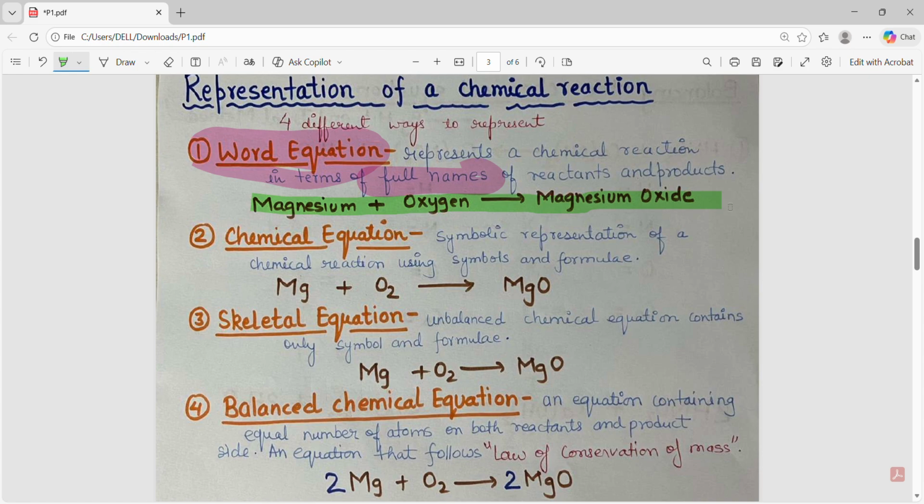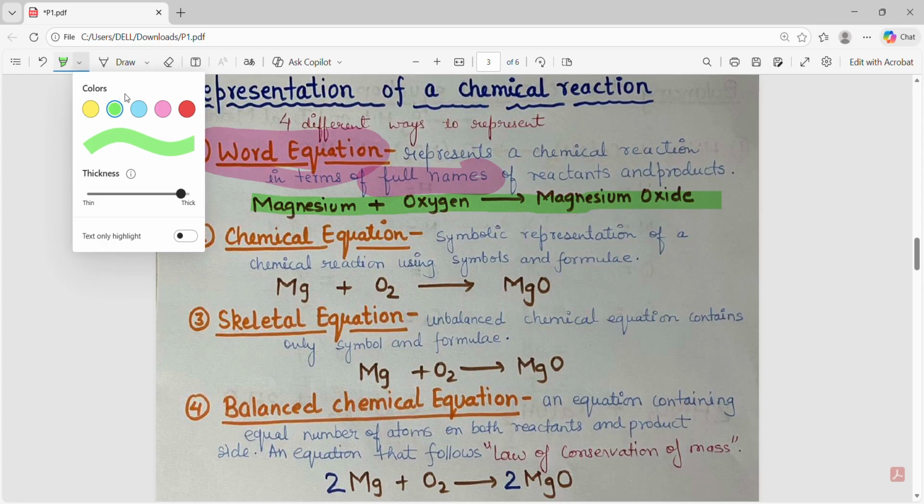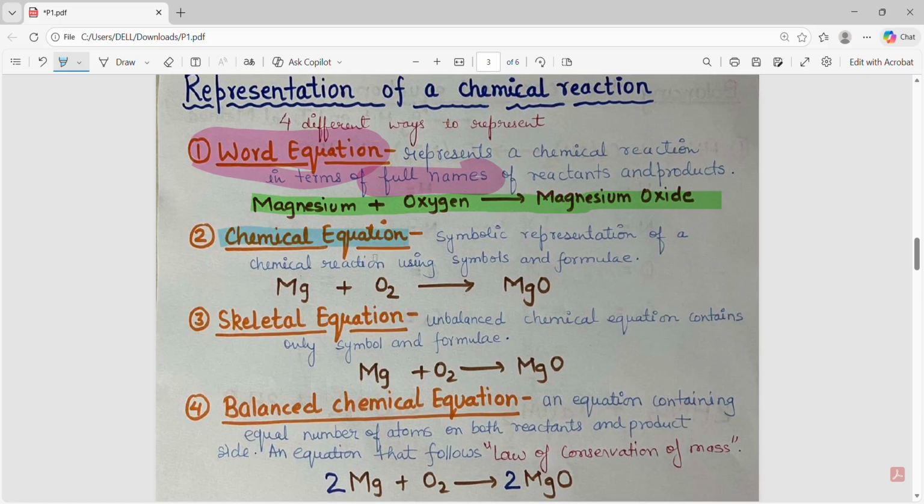Generally CBSE gives you word equation and asks you to balance the chemical equation. So this is going to be one of the hints that you have to do two steps. First you have to write the skeletal equation, and then you have to write the balanced equation. Okay, now moving towards the next representation, that is chemical equation. So chemical equation means you have to use the symbols. You just have to use the symbols, and you have to write the equation. You can use the formulas, symbols for the atoms, and formulas for the molecules.